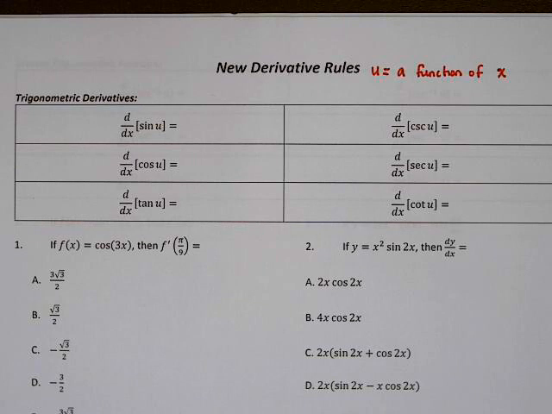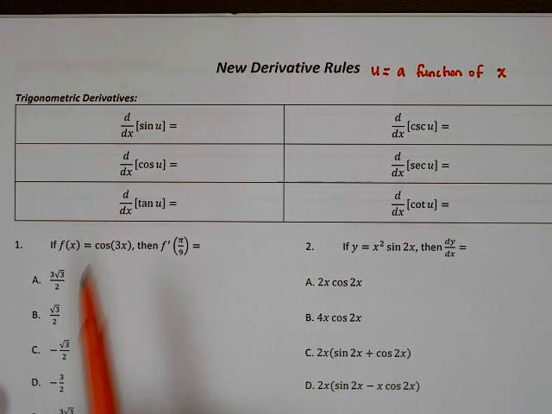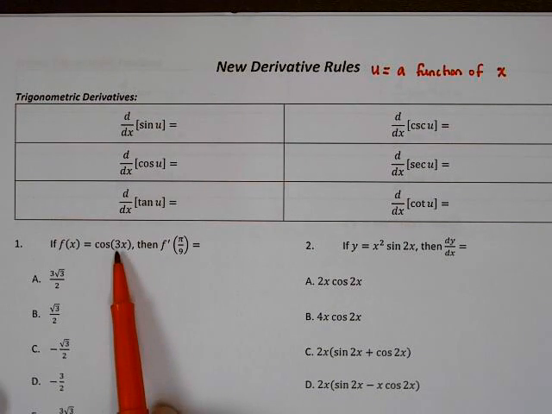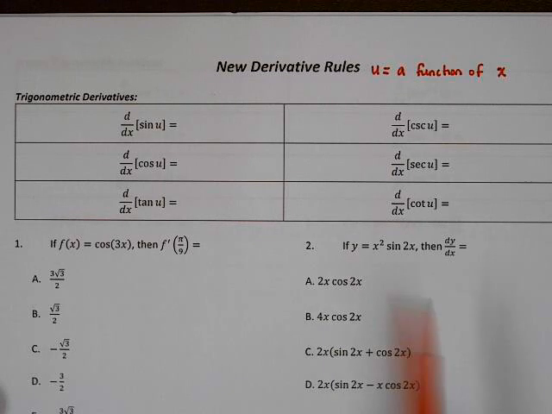Sometimes, instead of just x inside of a trigonometric function, we're going to have something like 3x or 2x. Because there can be things that are not just an x, we're going to need to use the variable u to represent a function of x, something we're doing to x.